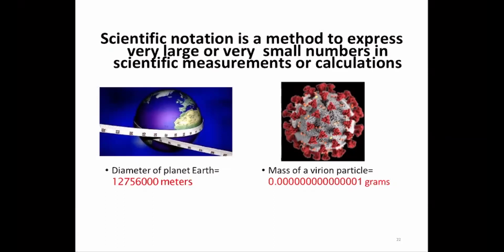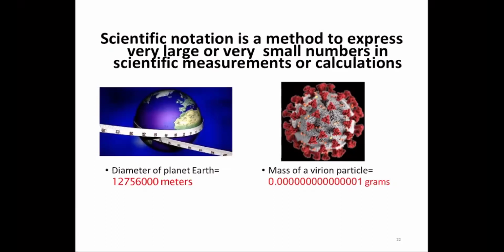So to give you guys an example of a very large number, you can see that the diameter of planet Earth is a very large number. That's like 12,756,000 meters. The mass of one virus. So if you have, you know, many viruses, this is just one virus. As you can see, this is 0.00000.